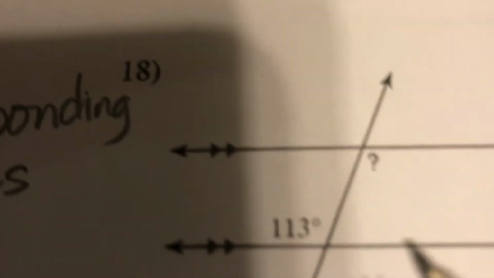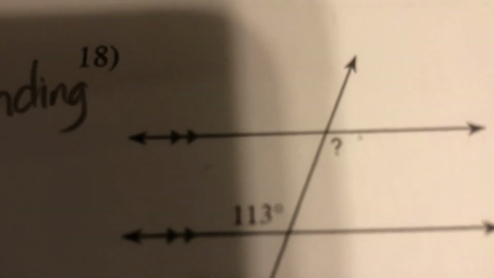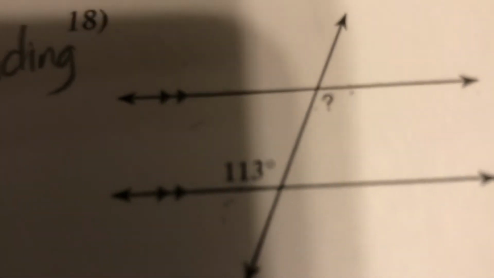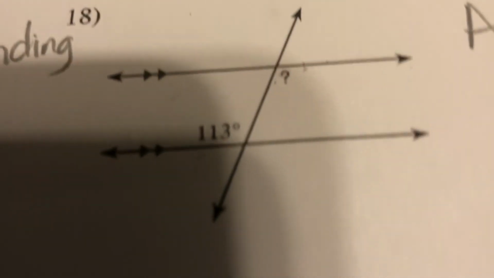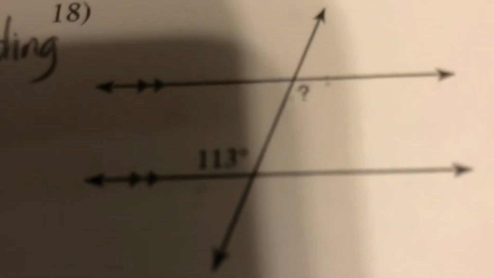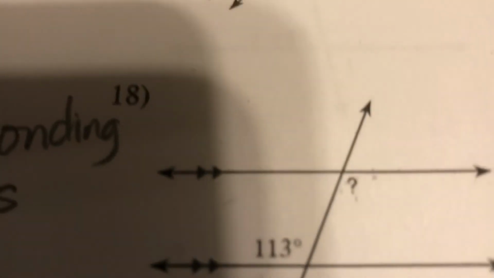Okay? And number 18, this one, we can see that they're inside our parallel lines, so that makes them interior. They're on opposite sides of our transversal, so that makes them alternate. So these are alternate interior. And since alternate interior angles are equal, they are congruent, this one would also measure 113.